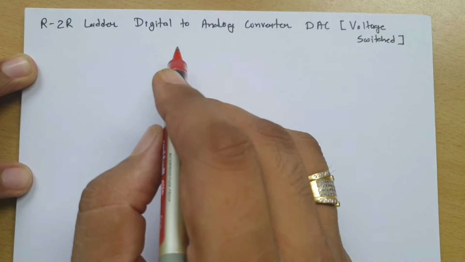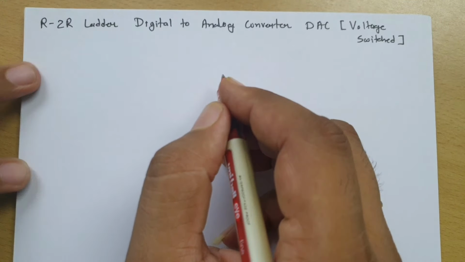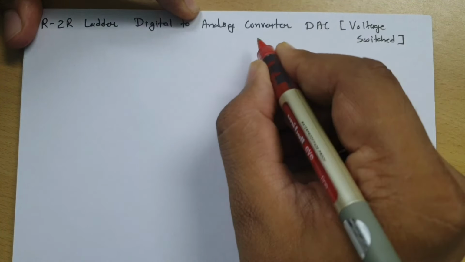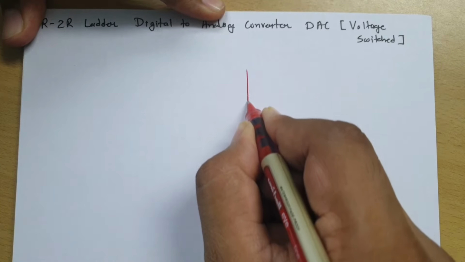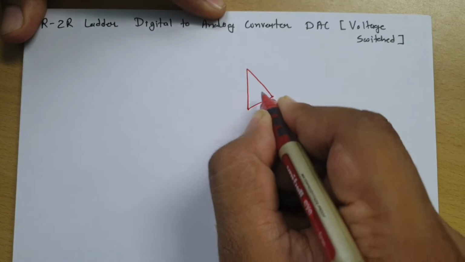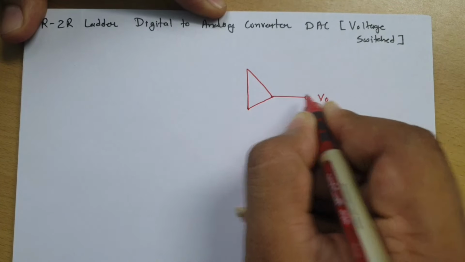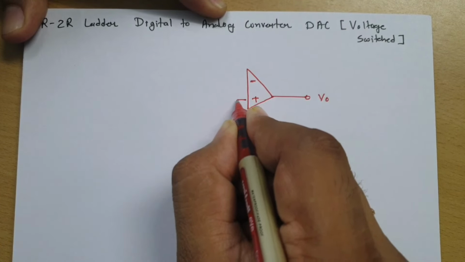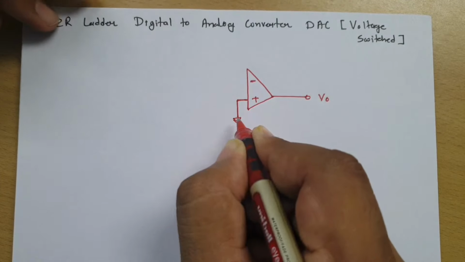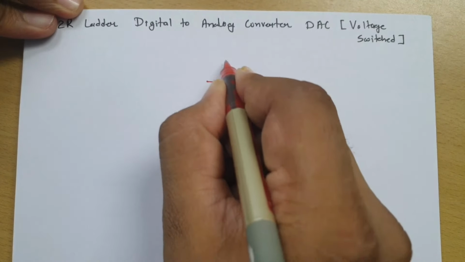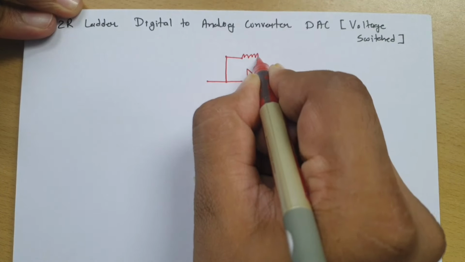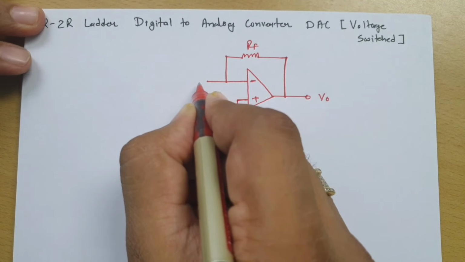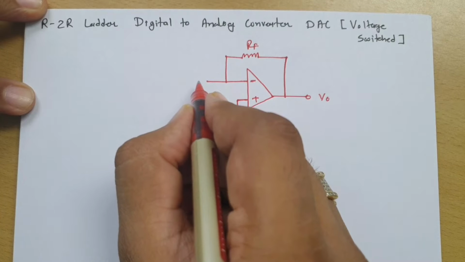So here let us see the circuit first, and then I'll discuss all the basics regarding this circuit. In the R-2R ladder digital to analog converter, we are using an operational amplifier, and here we are taking the output. This is the inverting terminal and this is the non-inverting terminal. We are grounding the non-inverting terminal, and from the inverting terminal we'll have a feedback resistance. Let us say the feedback resistance is RF, and over here I'll have the R-2R ladder network.